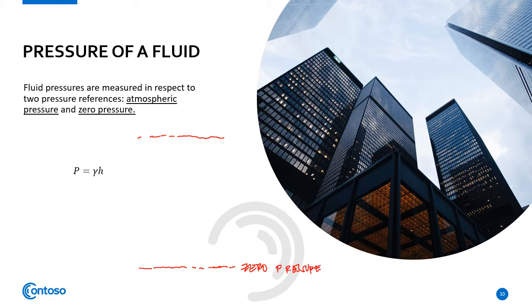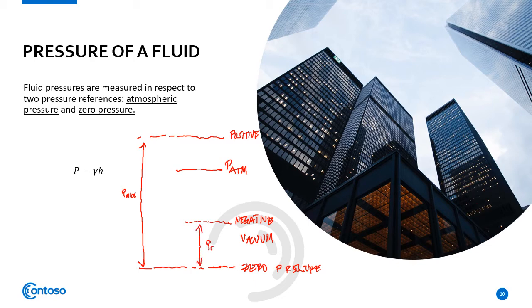Zero pressure. Here is the positive side, so from 0 to positive pressure we call it absolute pressure. Then there is a line here, let's say, which is the atmospheric pressure. Then the line in the middle of them is negative, which we sometimes call vacuum. So from 0 to the vacuum pressure, that is what we call absolute pressure.